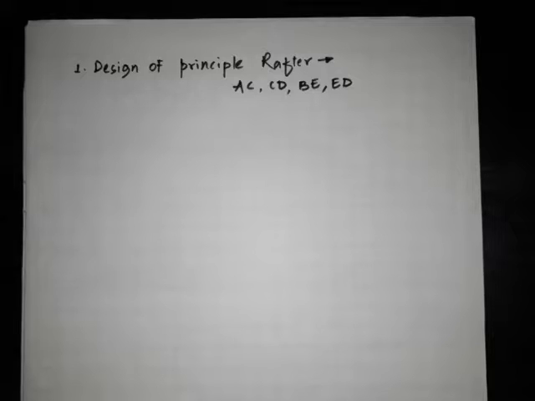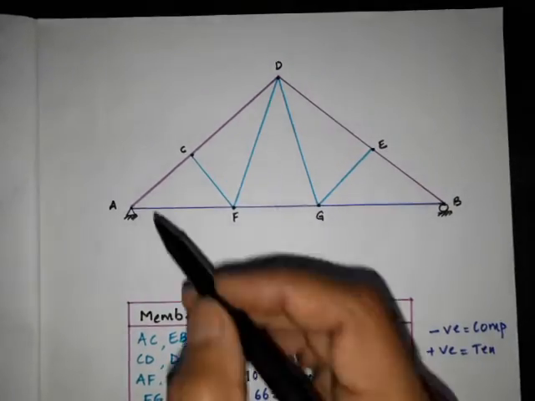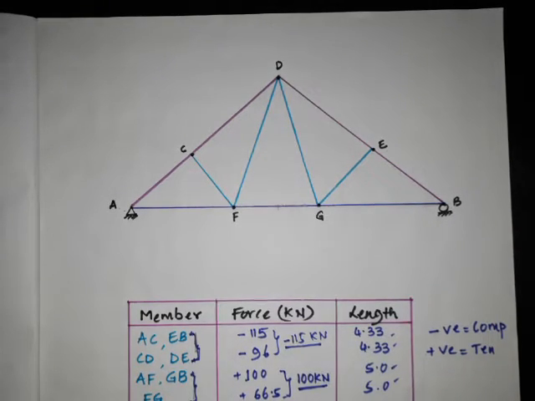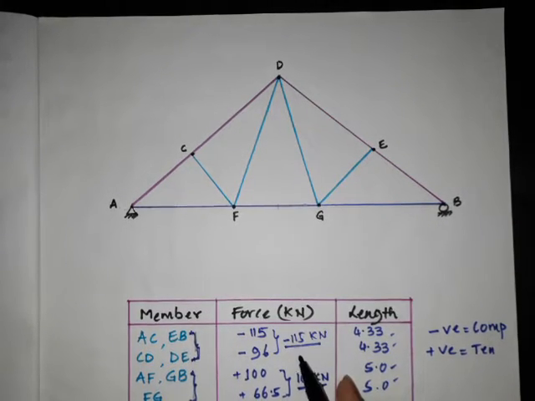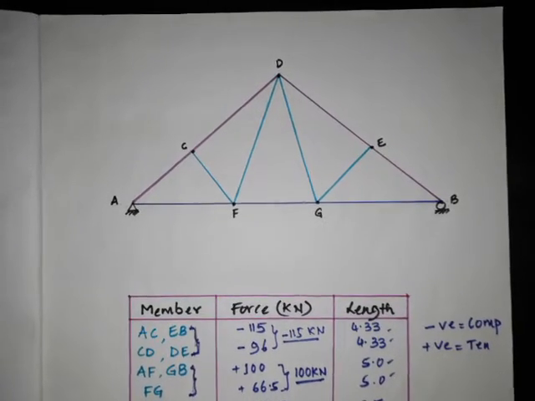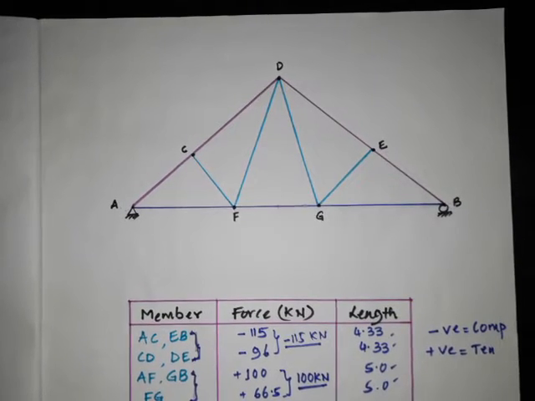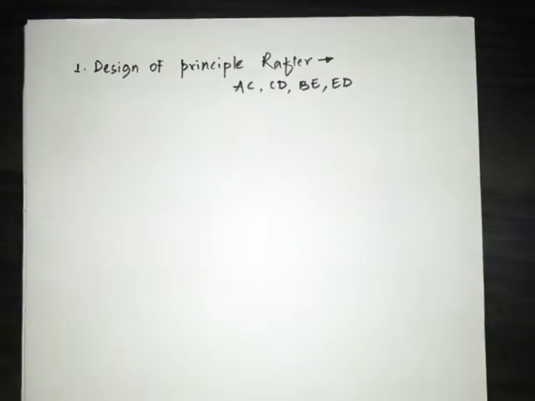So here it is given AC, CD, then BE and ED. So I will show you that. Okay, here AC, CD, DE, EB. So these are the principal rafters. Okay, and the maximum force is 115 kilonewton. Okay, understood? So here we have to design the principal rafter to carry a force of 115 kilonewton.